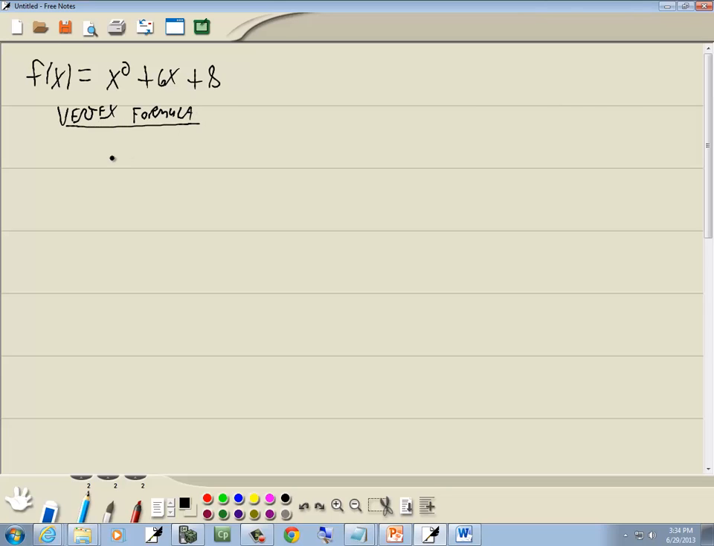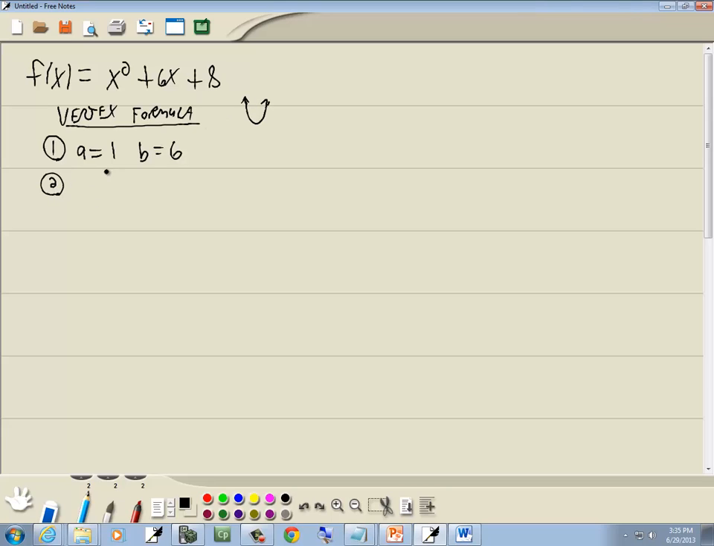First thing with the vertex formula is we need to identify a and b. Well, a is the number before x squared, which is 1, and b is the number before your x, which is 6. Now remember, if a is positive, your graph opens up. So that kind of tells us something right there.